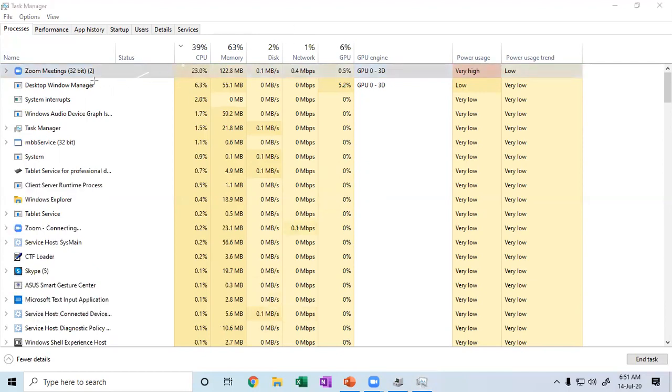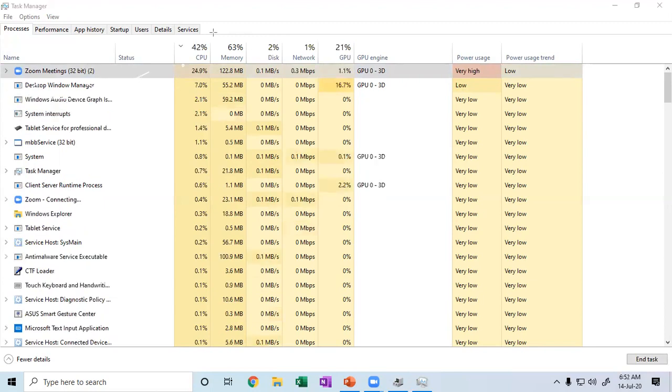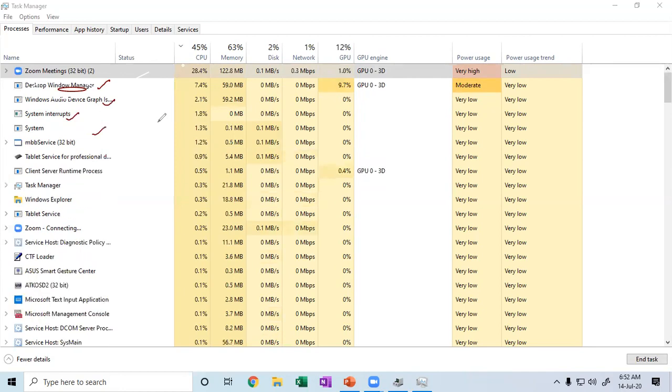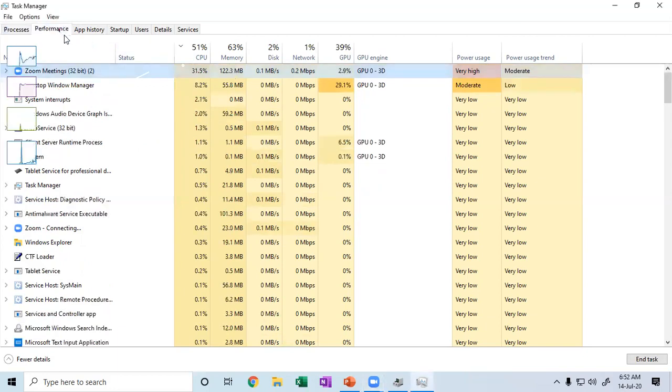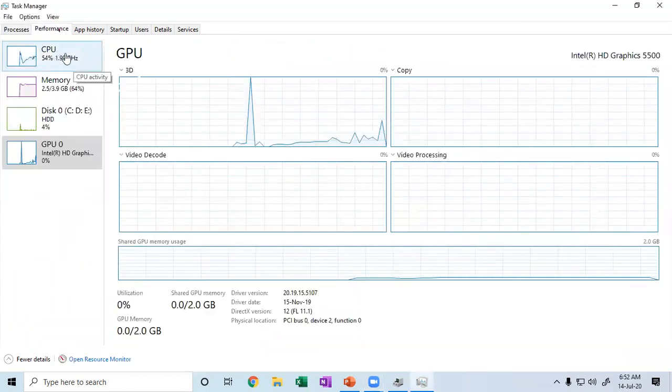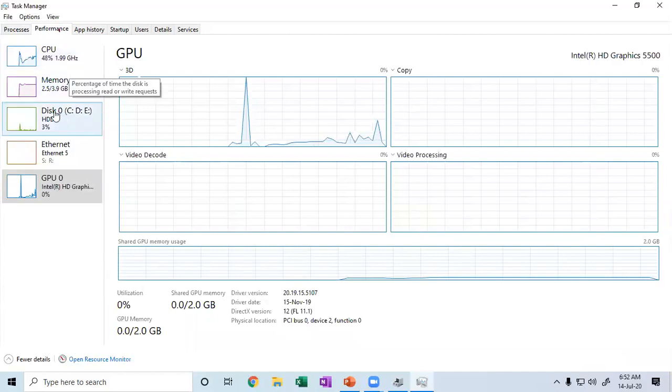So these are some processes running on my system. This is known as process management. Let me clear here and move to the next section. If you go in the performance section, see, your CPU is mentioned here, your memory, your disk, your internet, or your GPU.